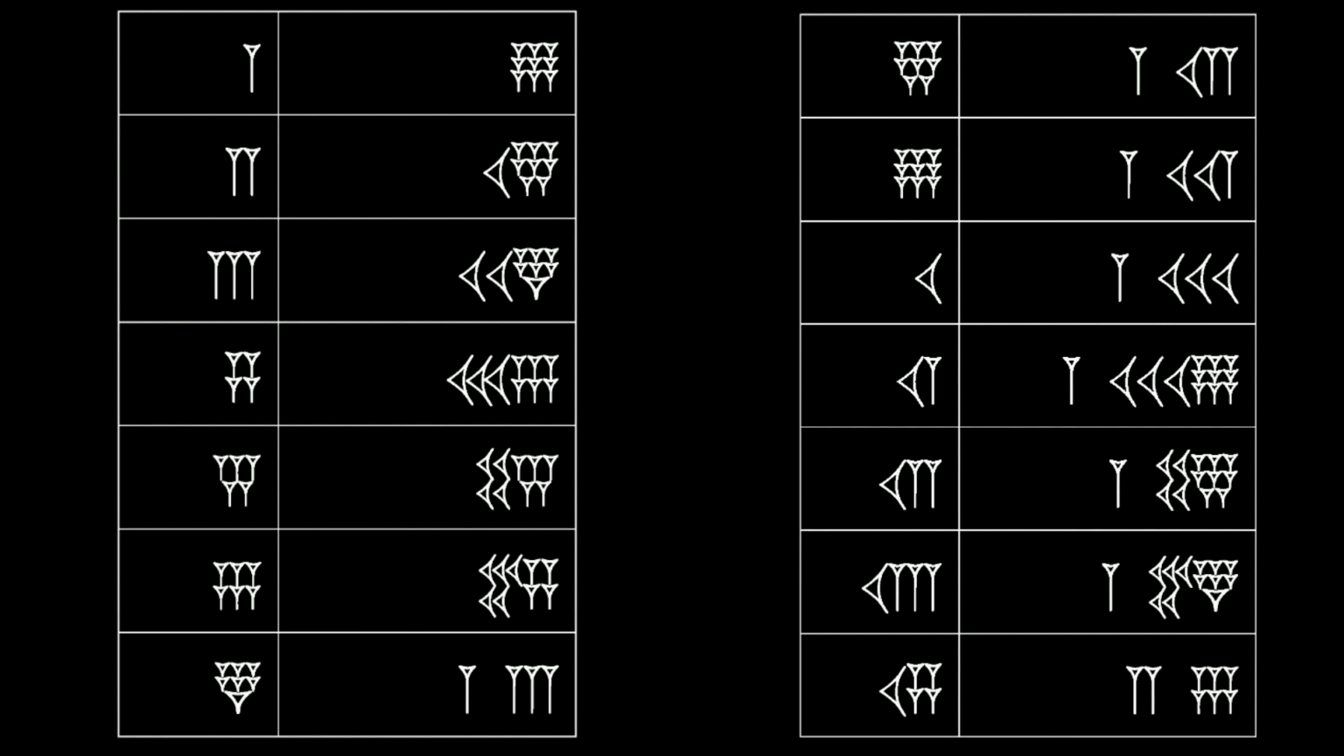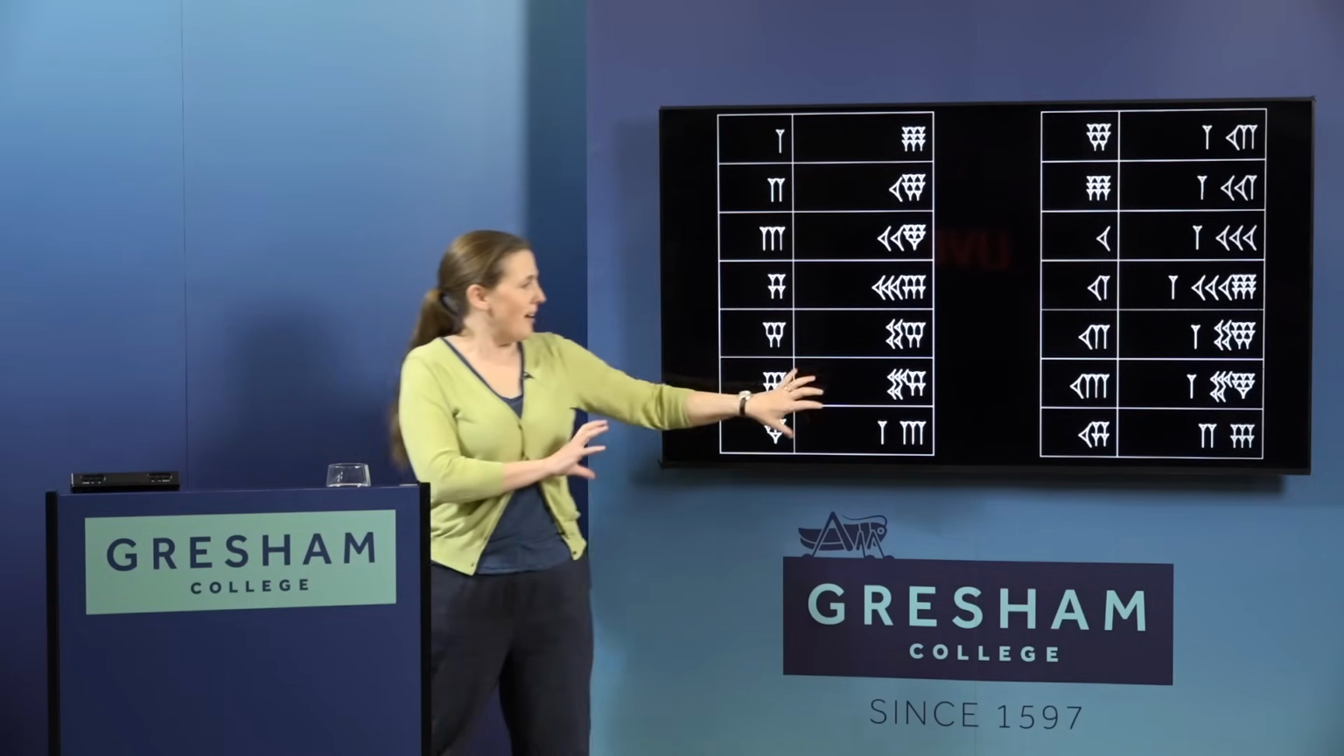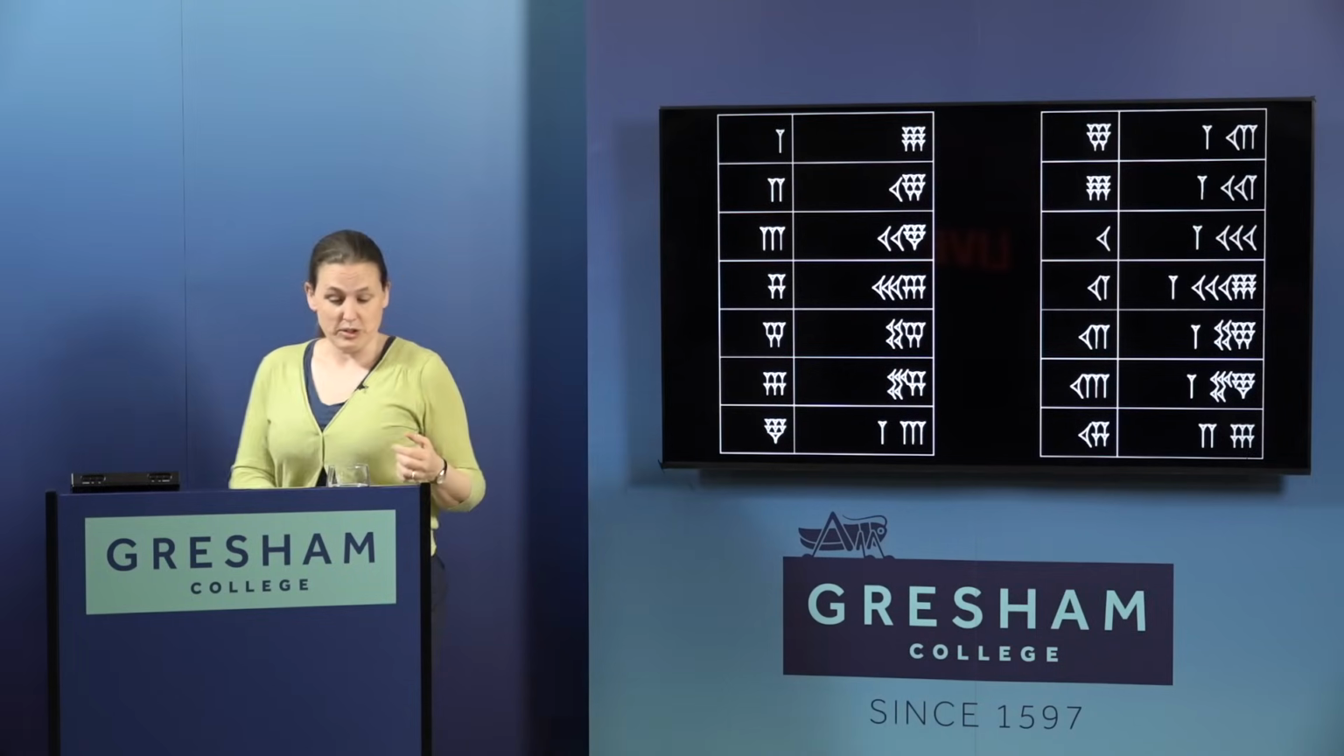So this is quite an efficient way of writing, but there are some problems with it. One problem is, how do you just write the number 60? Because you can't leave a space, because there's nothing else that goes after it. So if you just see a wedge on its own, you have to work out from context whether that's the number 1 or the number 60. So this is problematic with this system. However, it was a useful system and lasted a long time.